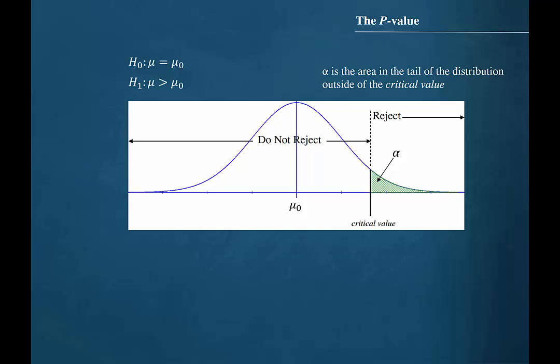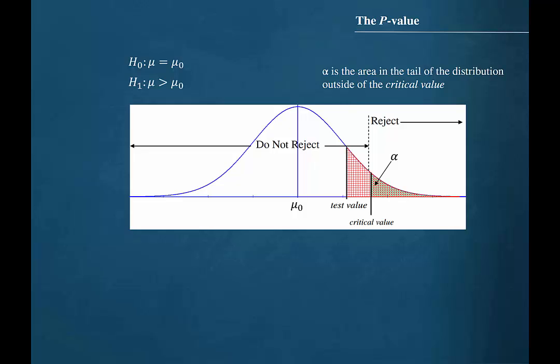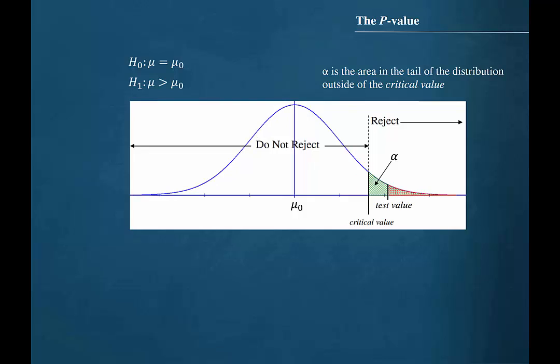When a test value is calculated in a hypothesis test, there are two possible cases. Either the test value lands in the rejection region, or the test value lands in the region where we do not reject the null hypothesis. First, let's look at the case where the test value lands in the rejection region. Since the test value is in the rejection region, we should reject the null hypothesis.